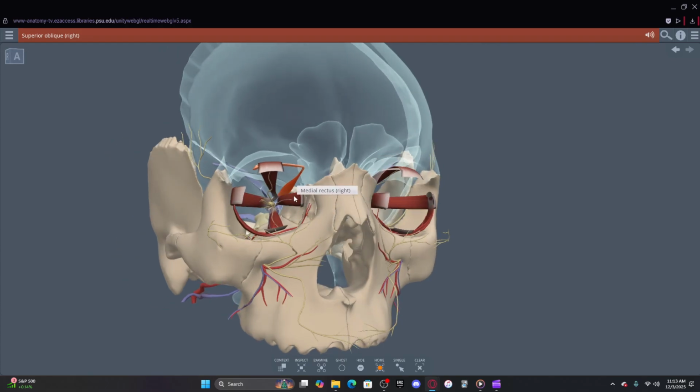So inward, think of behind there, like rotating it this way so you can see closer to your nose. So inward movement and downward movement. And then we have the inferior oblique, which is this muscle here. Inferior oblique deals with that inward movement as well, but it moves upward. So inward and upward. So inward, downward, superior oblique; inward, upward, inferior oblique.